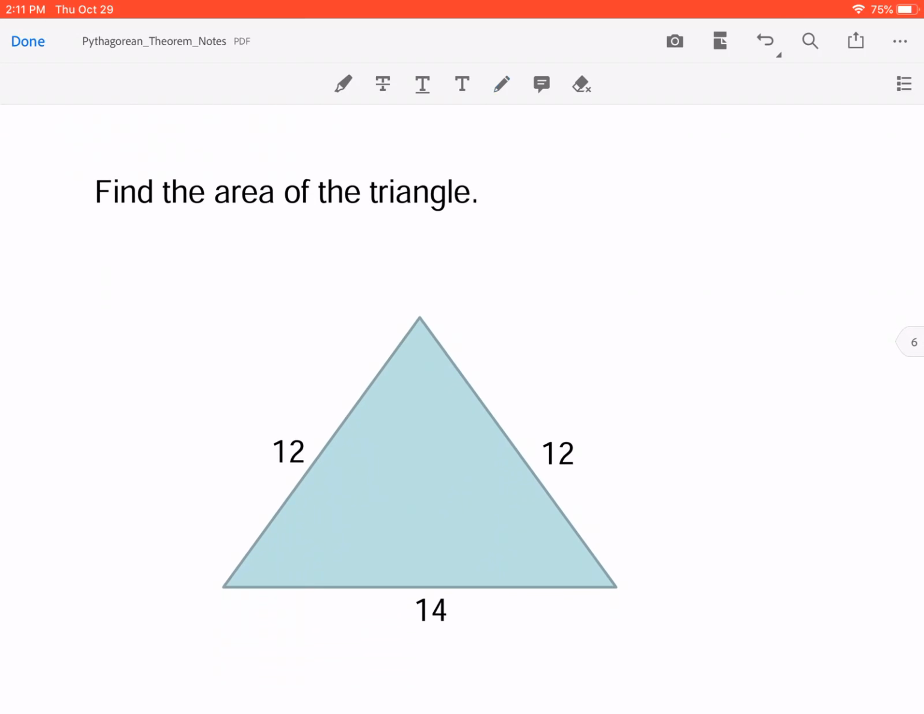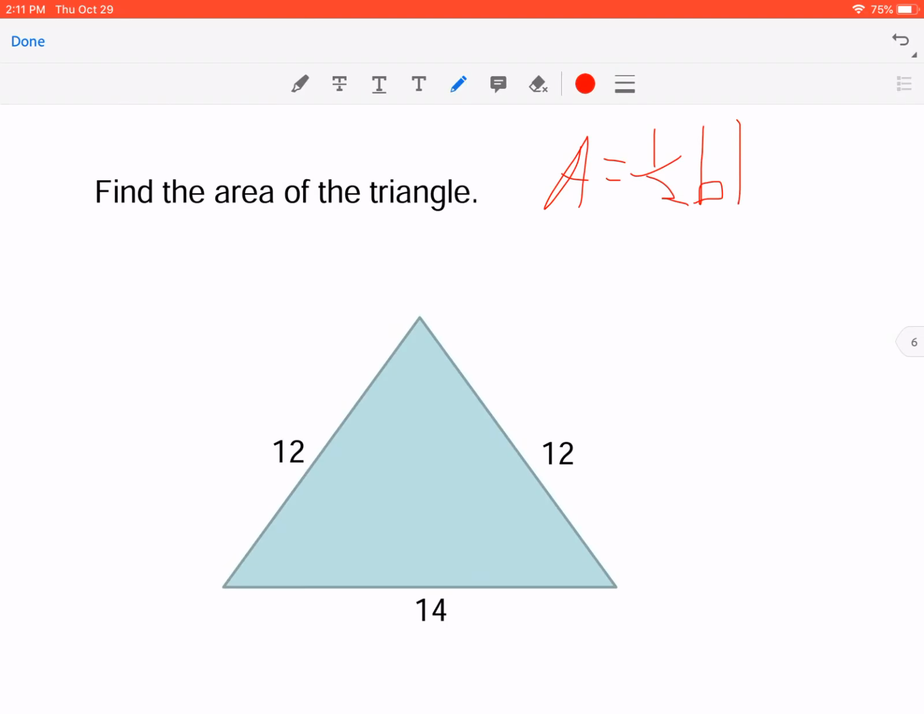Now, one of the other things you're going to have to do is find the area of a triangle using the Pythagorean theorem. What I'm giving you here is an isosceles triangle. How do I know it's isosceles? Because two sides are the same. We've got to find the area of this triangle. The formula for the area of a triangle is 1/2 base times the height, 1/2 BH.